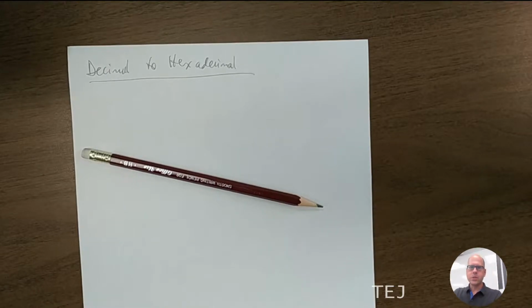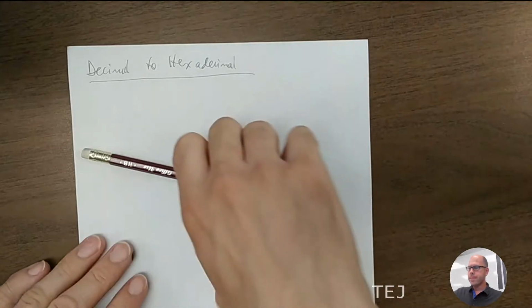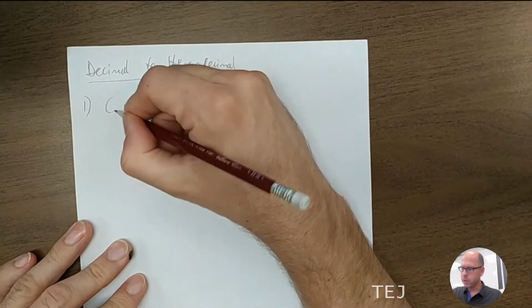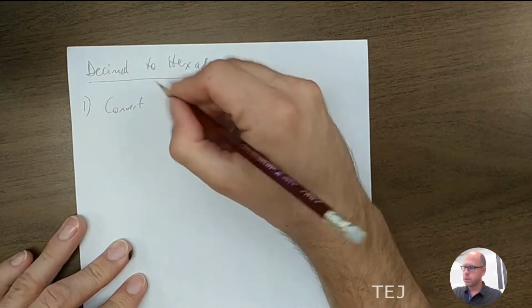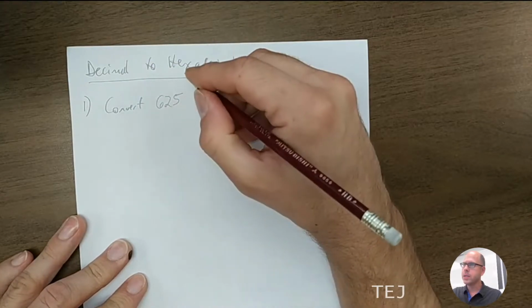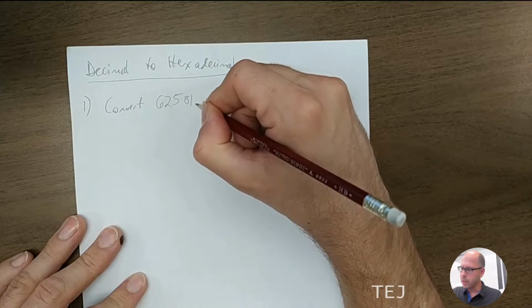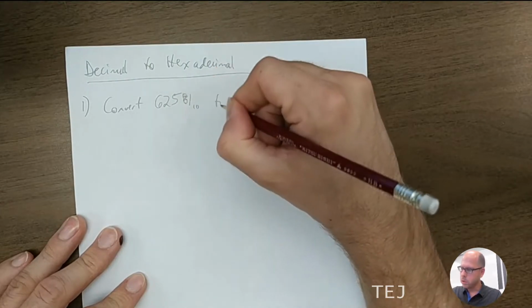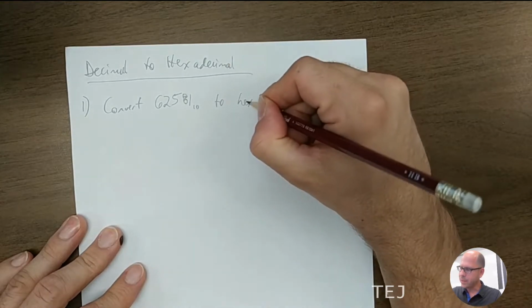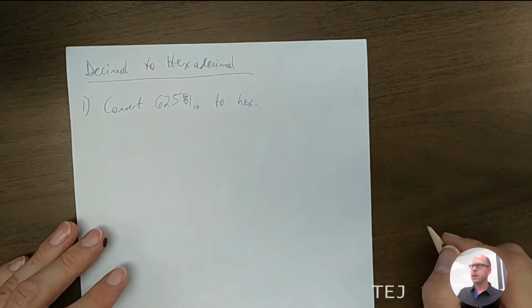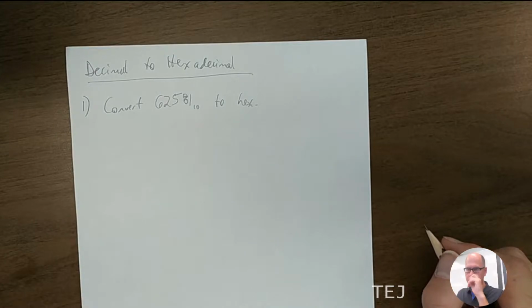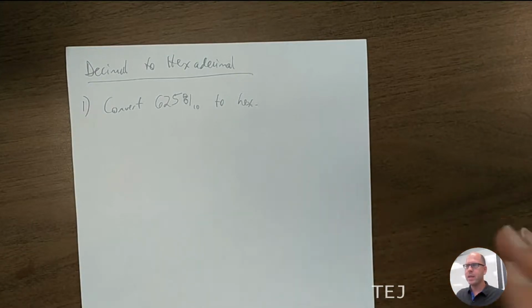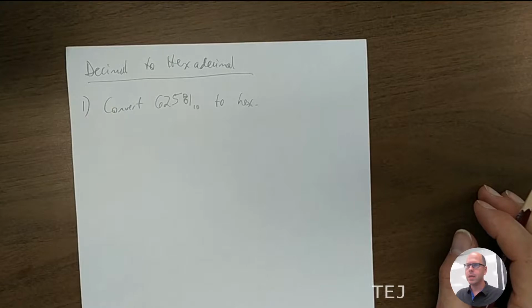All right, so this is going to be decimal to hexadecimal. First example, convert 62,581 from decimal to hex. Hex is fine, or hexadecimal. We know what we're talking about. So the procedure here is to repeatedly divide by 16, keeping in mind the remainder and not forgetting it.